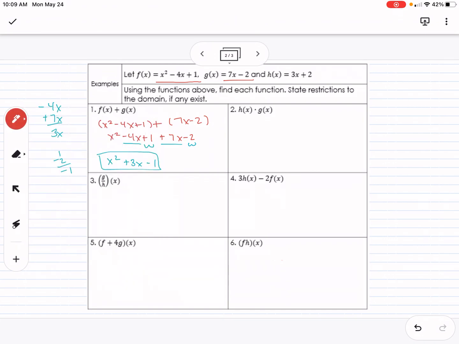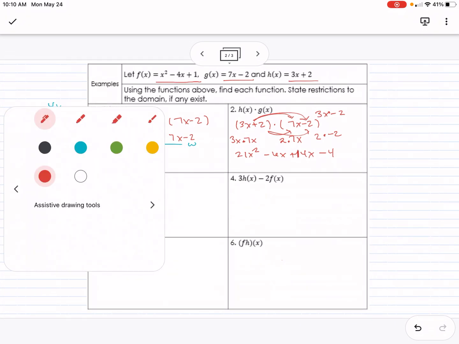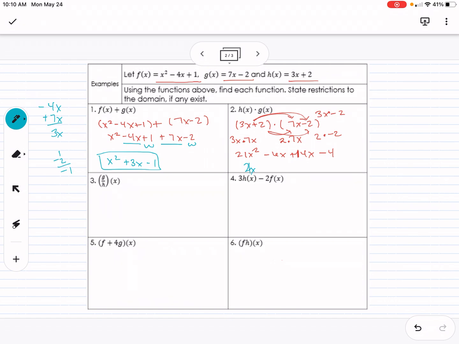Here in question 2, they want us to multiply h times g. So we're going to do 3x plus 2 times 7x minus 2. And then we can distribute. So 3x times 7x, 21x squared. And then 3x times negative 2 would be negative 6x. 2 times 7x would be 14x. And then 2 times negative 2 would be negative 4. And here I can combine like terms. I can combine negative 6x and 14x. That'll give me positive 8x.